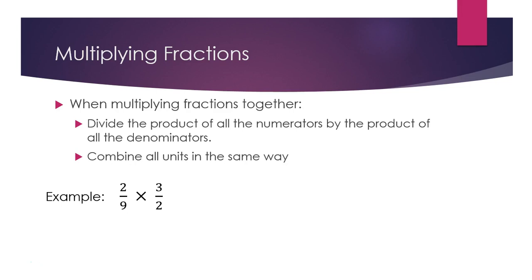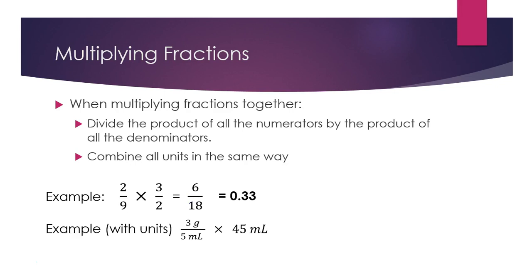So we'll simply multiply those numerators together and get a brand new numerator and do the same thing with the denominator. So when we multiply 2 times 3, we get 6. And that becomes our new numerator. And when we multiply 9 by 2, we get 18, and that becomes our new denominator. Now we can just solve using our calculator: 6 divided by 18 to get 0.33.